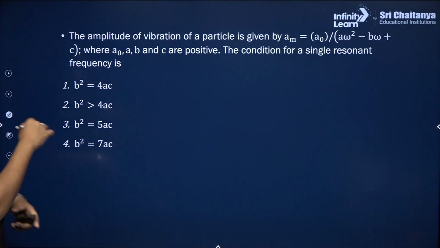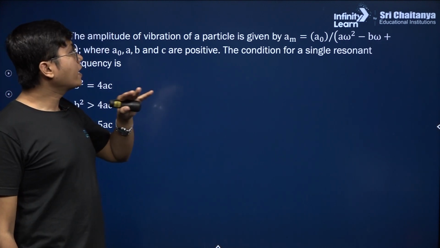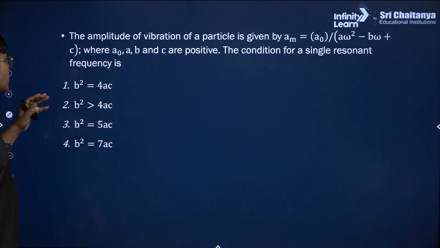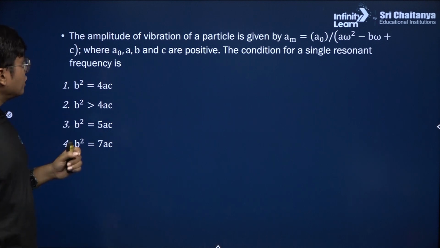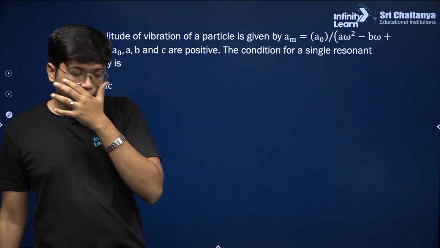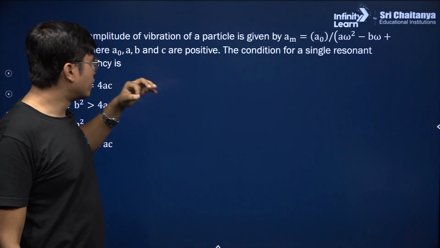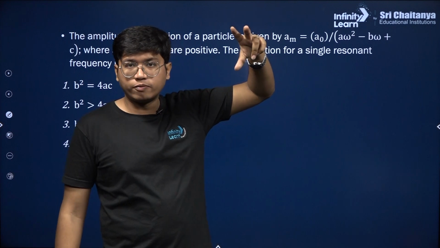Next, the amplitude of vibration of a particle is given by A_m is equal to A naught divided by A omega square minus B omega plus C, where A naught, A, B and C are positive. The condition for a single resonant frequency is. So this is the amplitude relation, and when would there be resonance? We know resonance happens when this amplitude reaches its maximum value.